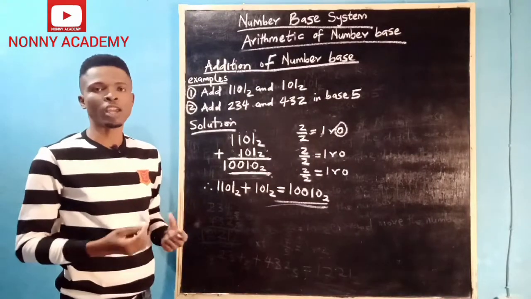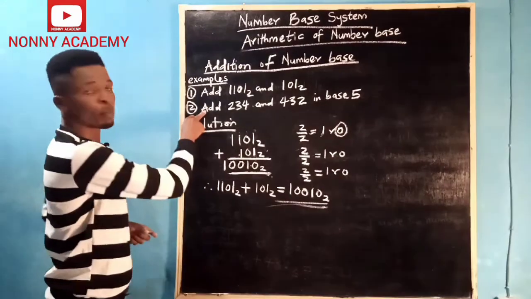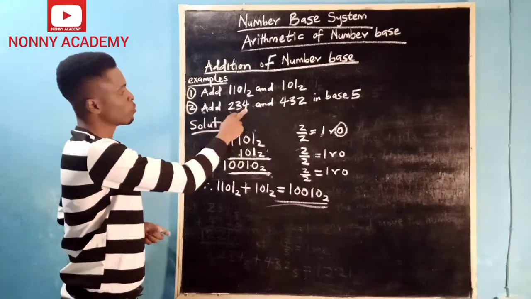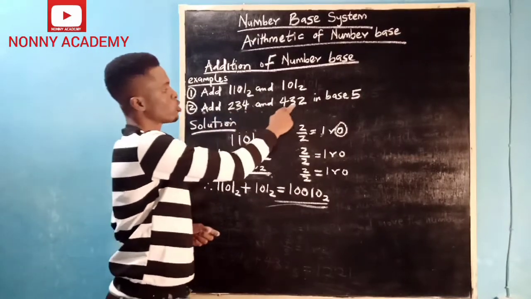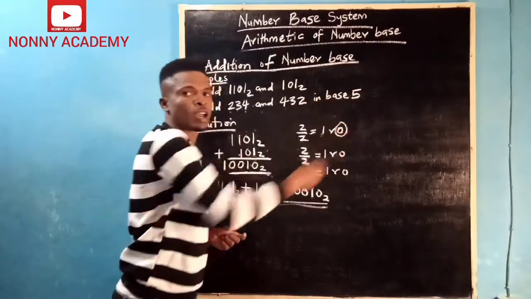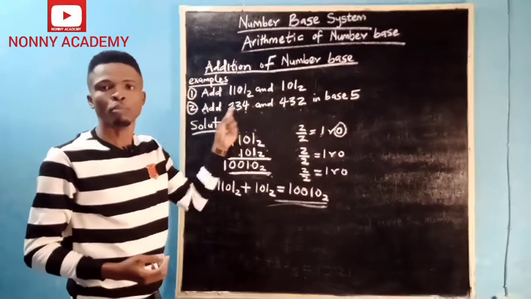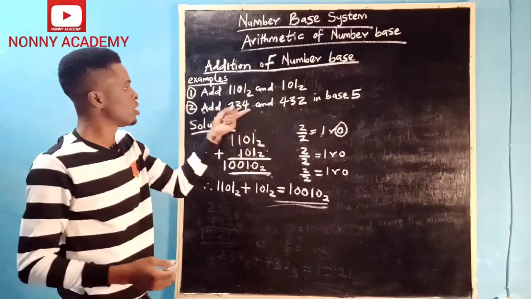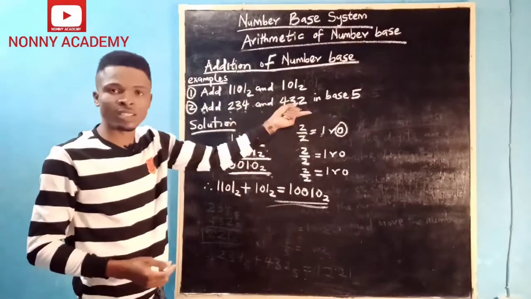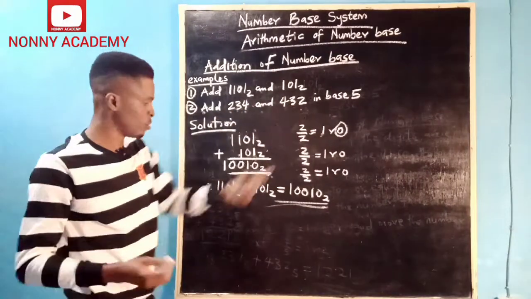Let's move to the second example. Example 2. Add 234 and 432 in base 5. The question is telling us that we should add these two both in base 5. That is, this is in base 5 and this is also in base 5. Solution.